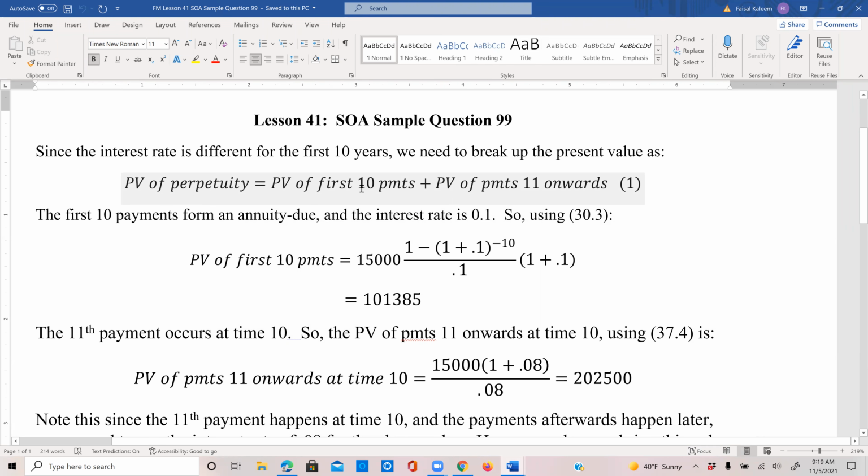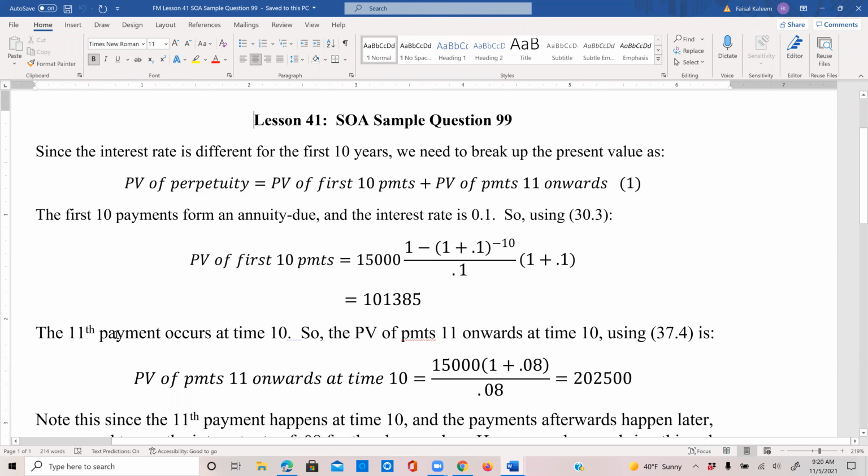The reason we broke it up into the first 10 payments and the remaining ones is that the interest rate is different for the first 10 years. In the first 10 years, the interest rate was 10%, 0.1. So the present value of the first 10 payments, by the annuity due formula, would be the payment, 15,000, times 1 minus (1 plus 0.1) to the power negative 10, over i, which is 0.1 times (1 plus i). This gives us 101,385.